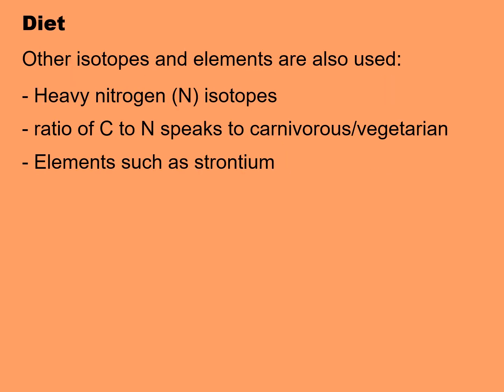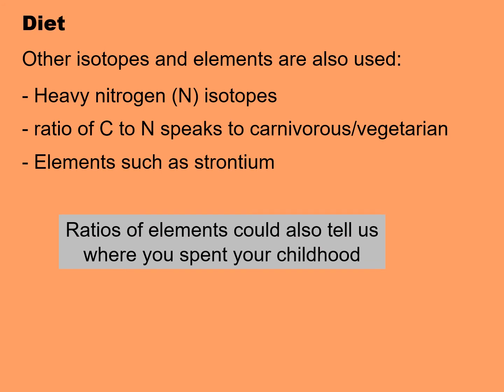In addition to carbon, we've looked at other isotopes and elements. For example, heavy nitrogen isotopes are very interesting and useful. Or the ratio of carbon to nitrogen can tell us whether somebody was carnivorous or vegetarian. For example, a nursing infant will show up as carnivorous. And elements such as strontium differ geographically from one place to another. So the ratios of these elements could also tell us where you spent your childhood versus where you lived when you died.